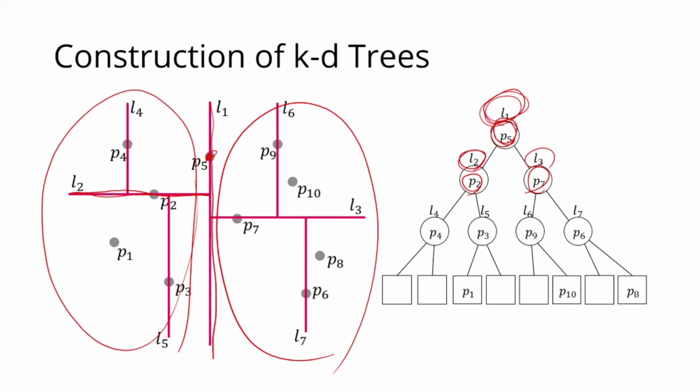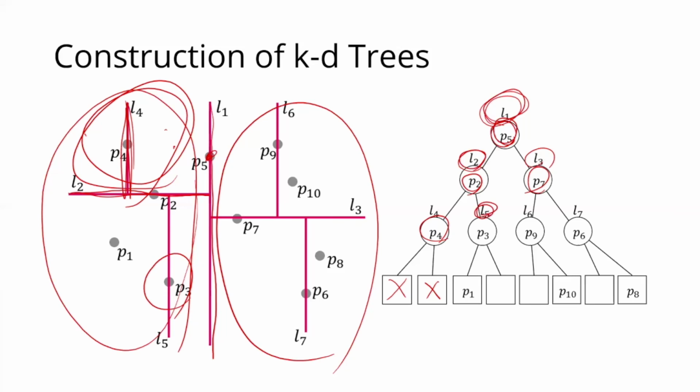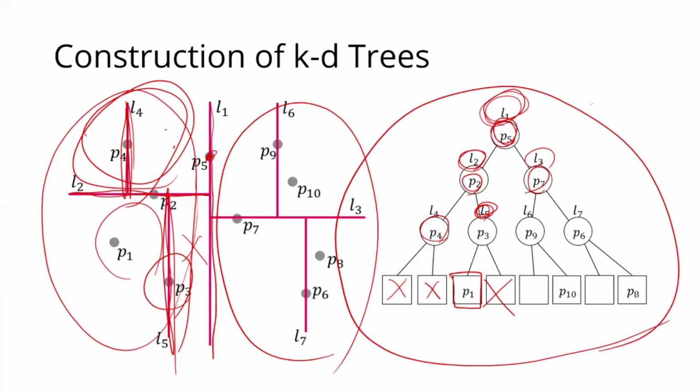The treatment for the leaf nodes is as follows. In the case of this partition over here, after you split the space with respect to P4, there's nothing on the left-hand side and the right-hand side, so we have just empty blanks. In the case of P3, the L5 partition line, on the right-hand side you have nothing, and on the left-hand side you have P1, so you just put that as a leaf node. On the right-hand side, we have an empty set. As you do this process, you can construct a binary tree that looks like this.